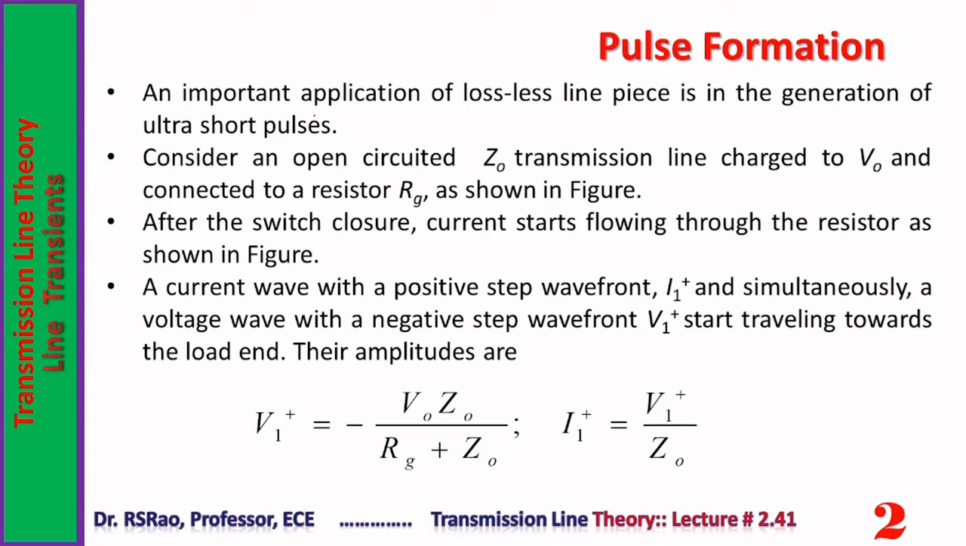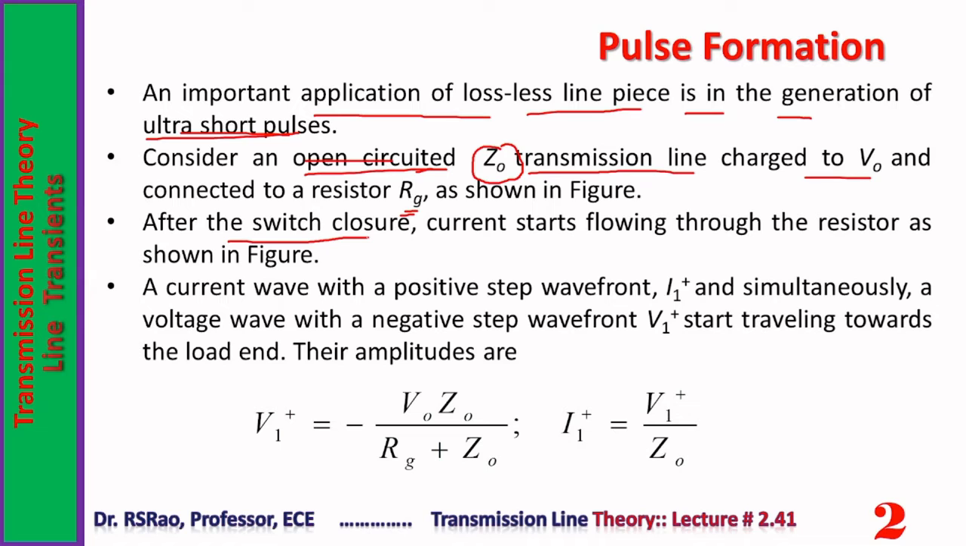An important application of lossless line pieces is in the generation of ultra short pulses. To understand how line pieces are able to produce ultra short pulses, consider an open circuited transmission line charged to V0. Let us suppose its characteristic impedance is Z0. As the line is lossless, Z0 becomes pure real. This line is connected to a resistor Rg at the source end. Load end is open circuit.